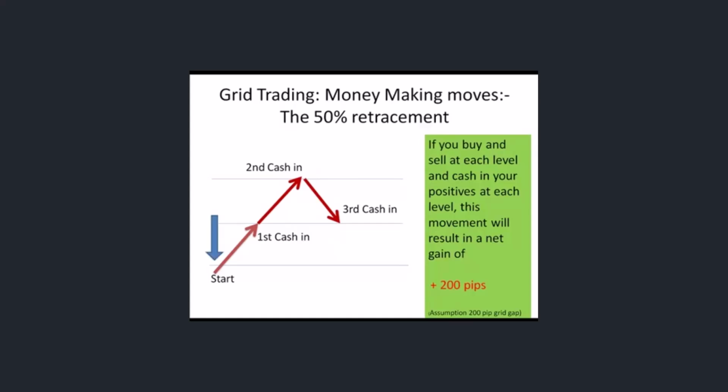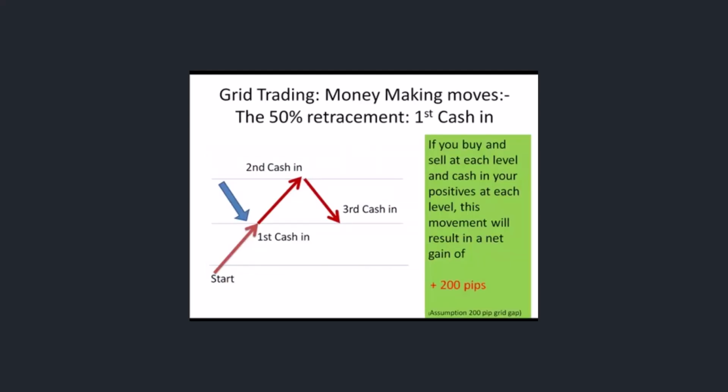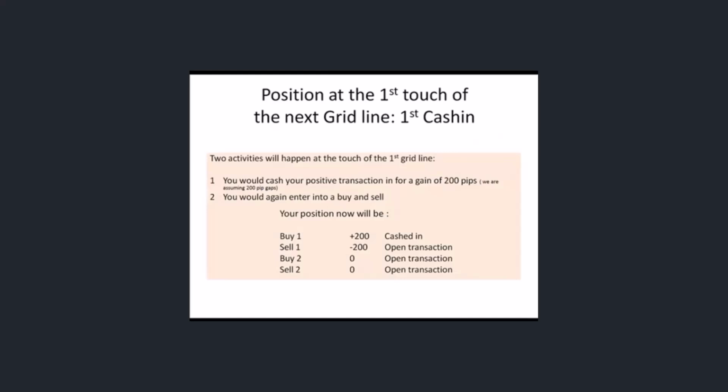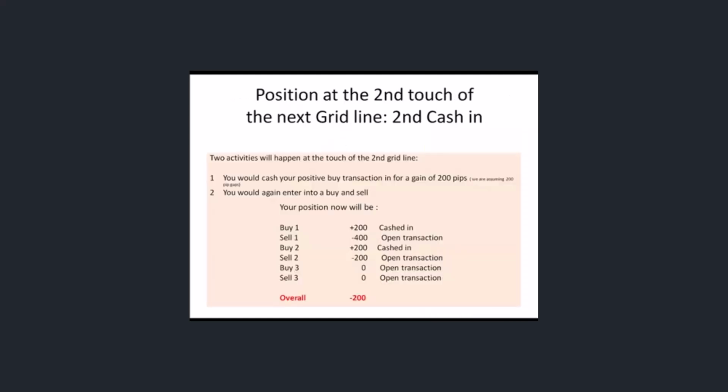So let's go through that very carefully. Let's go to the start. Again, you're breaking even. Then you move to the second level, which is the same as the previous example. There you cash in your buy. Your sell is then an open transaction, which is negative 200, and you then enter two new transactions, which is a buy and a sell, and price then moves to the next level, and you basically do the same thing again. You enter a buy and a sell, and that's neutral.